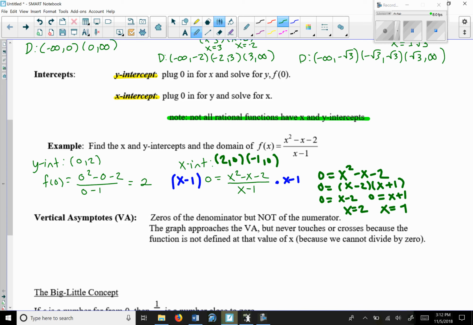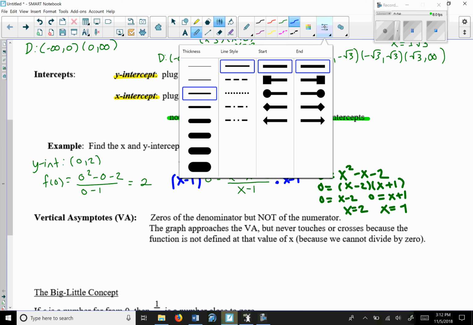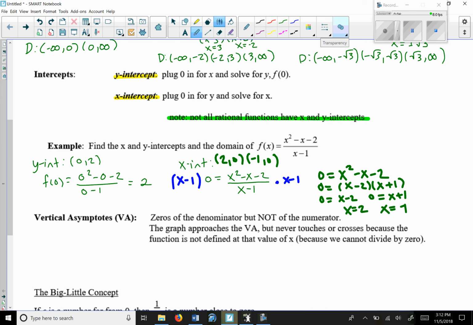Then for the next part, we're taking a look at the domain of the function. So remember, the domain goes along with the zeros of our denominator. And so in this case, what makes my denominator equal to 0? x is equal to positive 1. So that means my domain is going to be negative infinity to 1 and 1 to infinity.